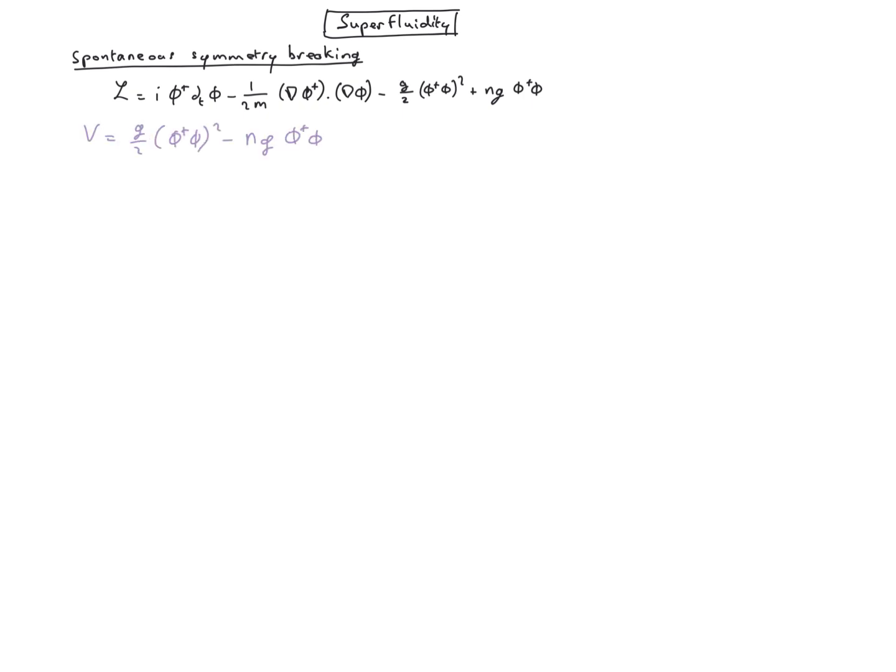We now plot this potential as a function of the real and imaginary part of the field. We see that the minimum for this potential is obtained for a non-zero value of the field, and we therefore recognize a spontaneous symmetry breaking mechanism. Recall that the spontaneous symmetry breaking mechanism occurs when the Lagrangian exhibits a symmetry, but not its vacuum.